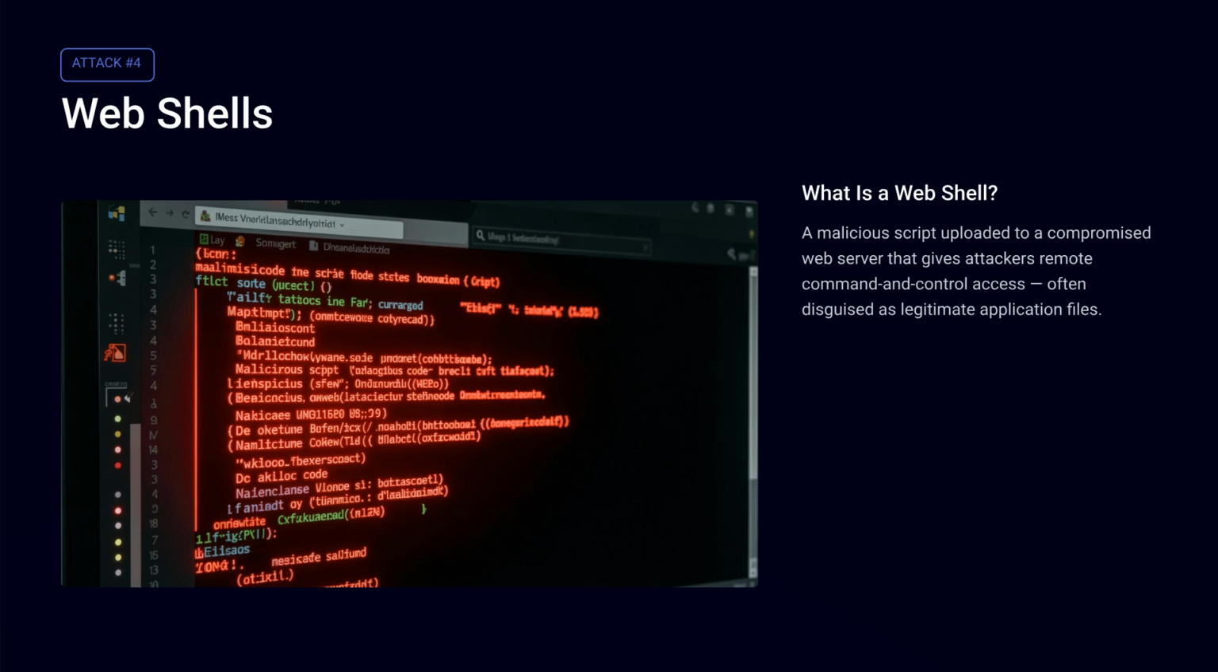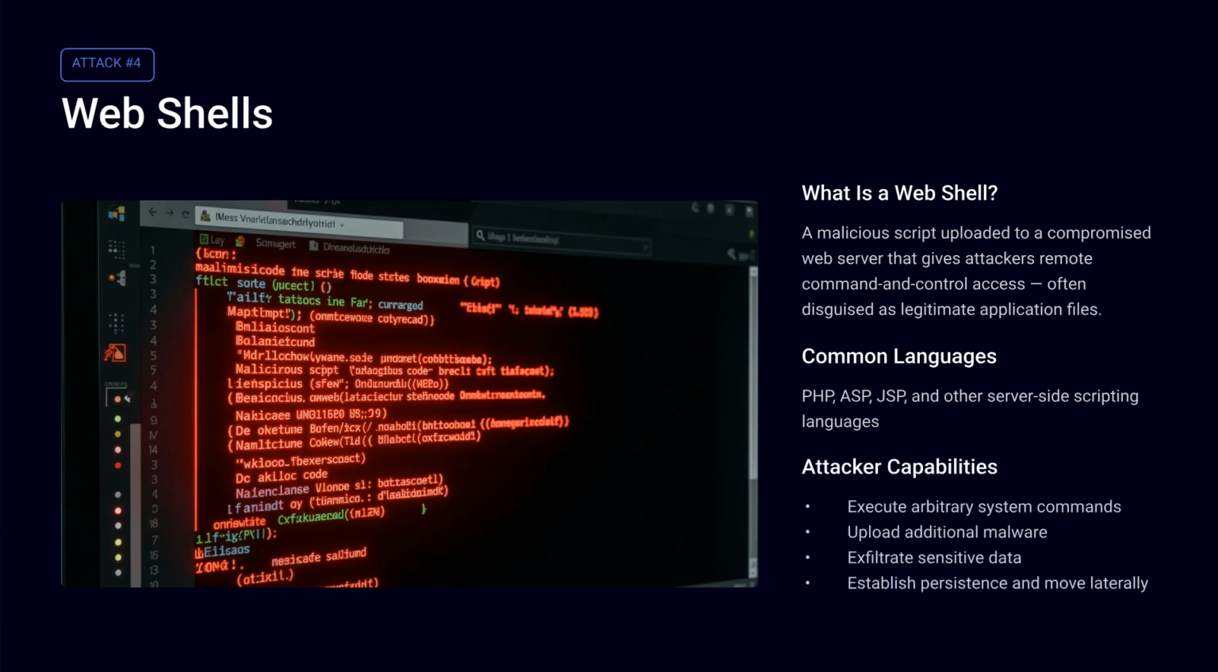Web shells are malicious scripts uploaded to a compromised web server, granting attackers remote command and control access. They are often disguised as legitimate application files, commonly written in languages like PHP, ASP, or JSP. With a web shell, an attacker can execute arbitrary commands, upload malware, exfiltrate data, and establish persistence.